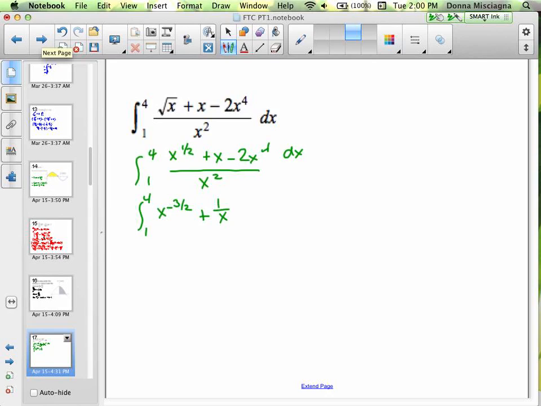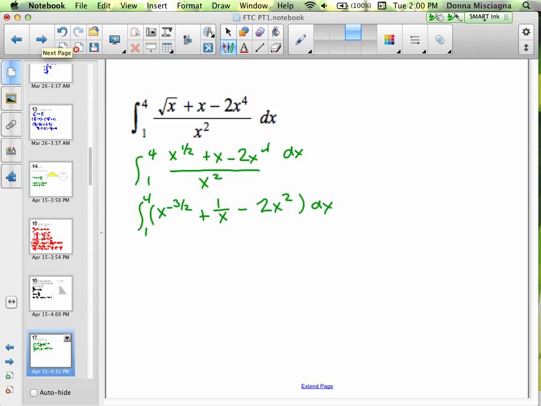X to the negative 1 power is 1 over x, and its antiderivative is going to be natural log of x. Right? So that one's not a power rule. And then this would be minus 2x squared, right? Because we're dividing x to the 4th by x squared. All right, so now we can integrate.